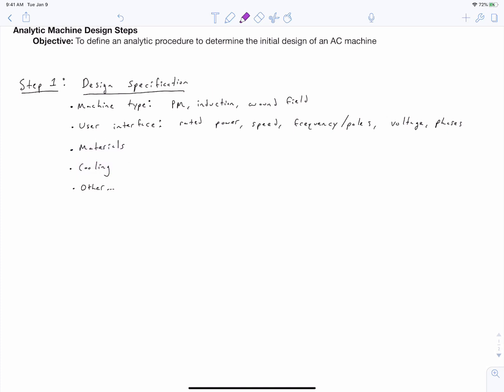Is it air cooled? Is it going to be direct cooled with a liquid, with a water sleeve perhaps on the stator? And you can imagine that there are other things that might come up that are unique to your specific application. Maybe there's a certain form factor you have to obtain. Maybe your application is only going to work if you have a stator diameter of exactly 200 millimeters. It can't be more, it can't be less. Well, this is the time to note that down and see how it influences your design process.